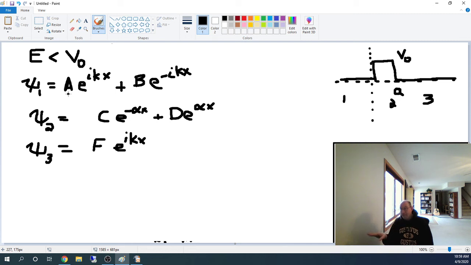Divide everything by a, because what we really want are b over a and f over a. Because b over a is the reflection from the barrier, and f over a is the transmission coefficient. So do that algebra: 4 equations and 4 unknowns. Super fun. Solve for it. You can get f over a and you can get b over a. F over a is the transmission coefficient. B over a is the reflection coefficient.